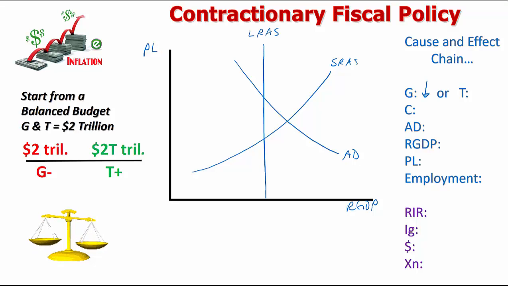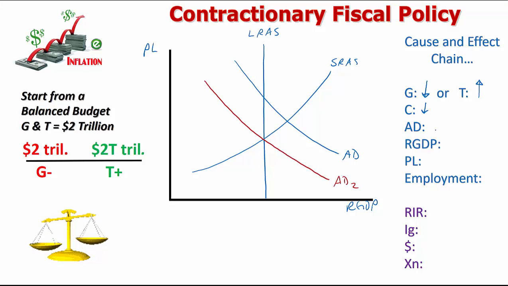We're going to decrease government spending or increase taxes. If we increase taxes, that's going to reduce consumption. So when we reduce consumption and government spending, the aggregate demand curve is going to drop. That's going to reduce our real GDP. It's going to lower the price level because that's the main thing we're trying to get done here. It's going to drive employment down as well.